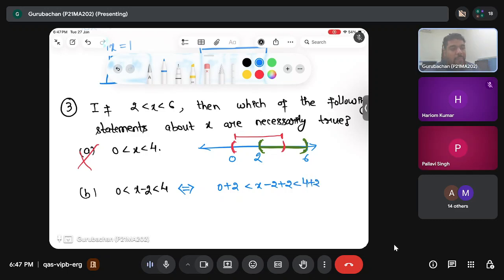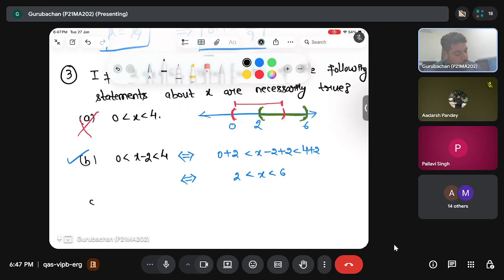Does it make any effect in the previous inequality and this one? No, sir. No effect, because this follows the order properties that you have learned in class. You will get 2 less than x less than 6. It is the same, I guess, as what we were given at the start. So this will not be false.